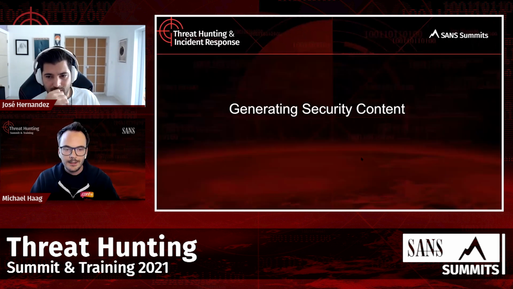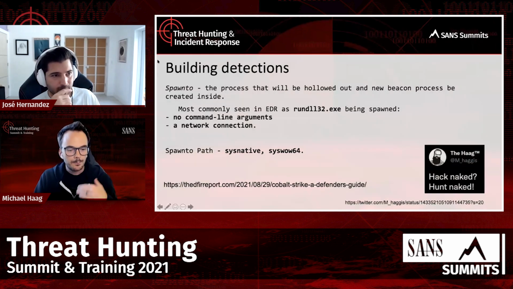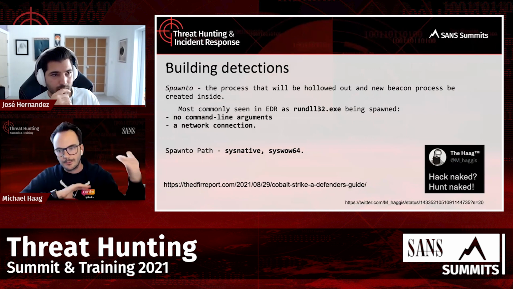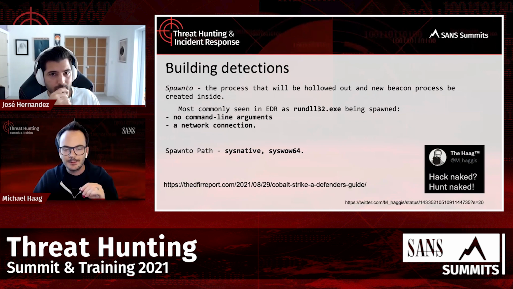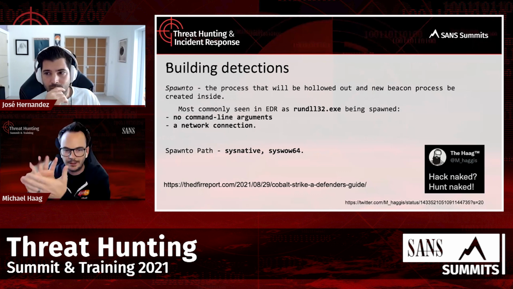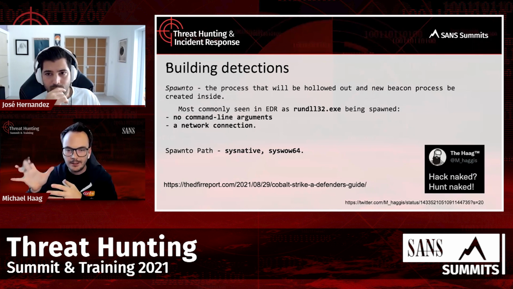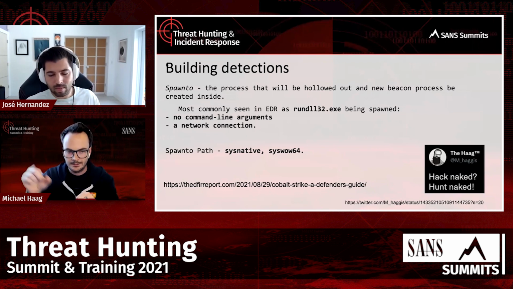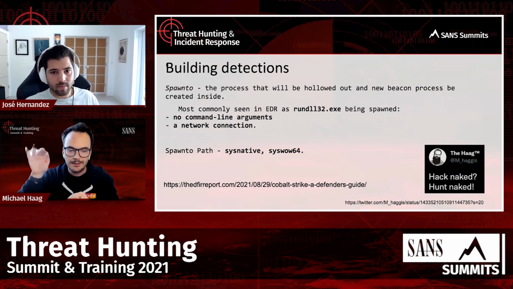All right, now generating content, more or less, it's pretty simple. Once you have all this data, whether your scan data or your malleable profiles from GitHub, it's simple enough to look at these processes. And so spawn2 is the process that is spawned and it injects into it, and that's where all your post exploitation sort of happens at that point. It's most commonly found in an EDR product as rundll32 being spawned. There's no command line arguments, and there's generally always a network connection. It's a very high signal.